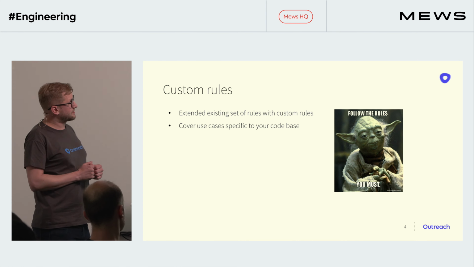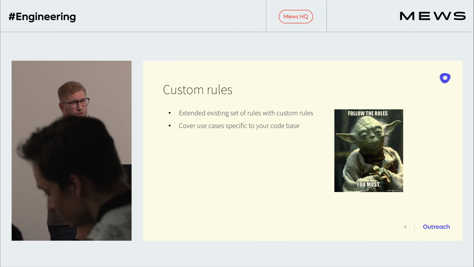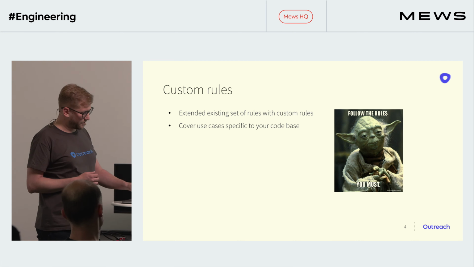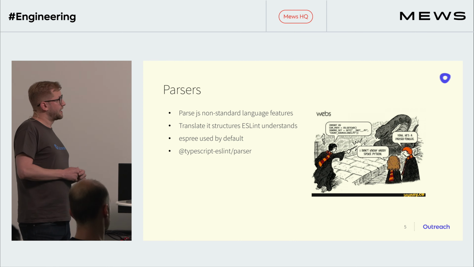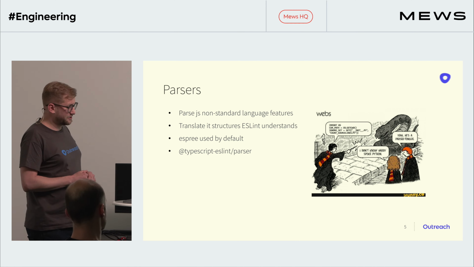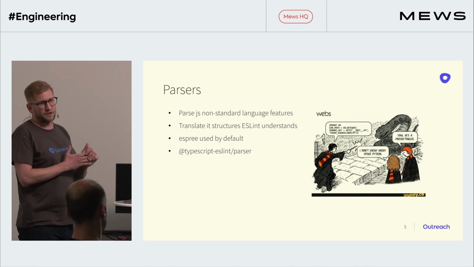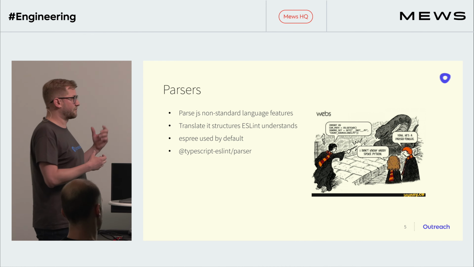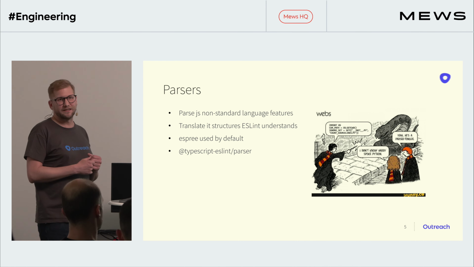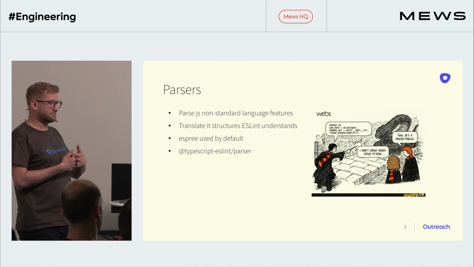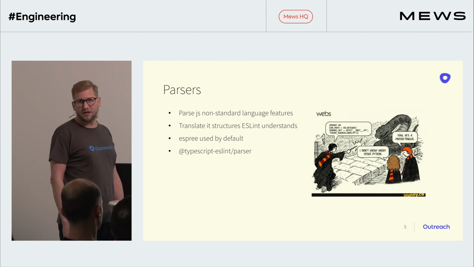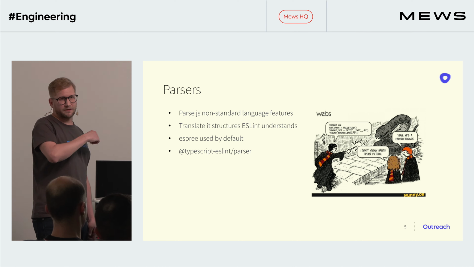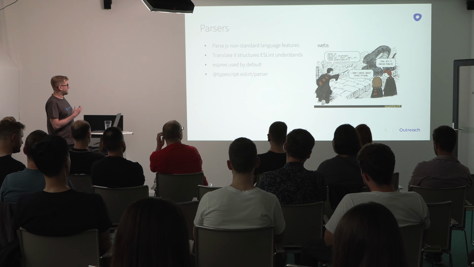Now, another extension that you can do is custom rules. You have the base set of rules, but you can actually write your own that are really specific for your use cases or for your codebases. What you can also do is write your own parser for any non-standard JavaScript features. It's maybe more of a niche use case, but if you were extending JavaScript with your own custom syntax, you can actually write a parser that will translate your code into something that ESLint will understand, and you can use it via configuration.